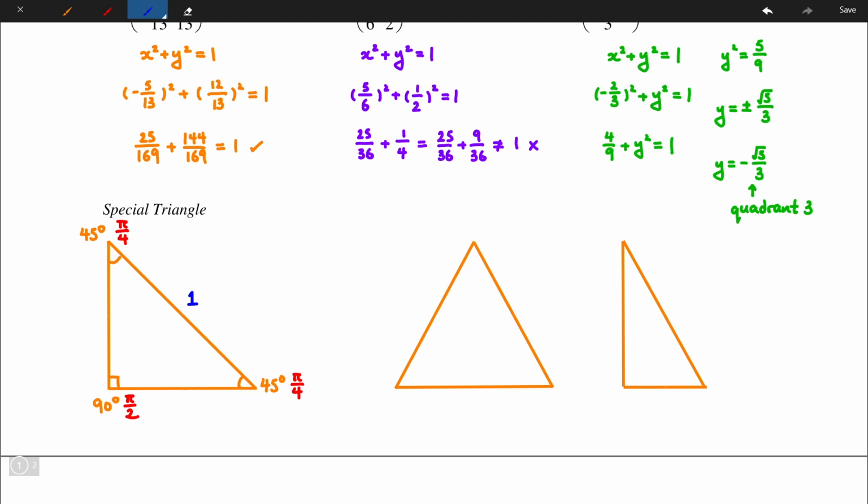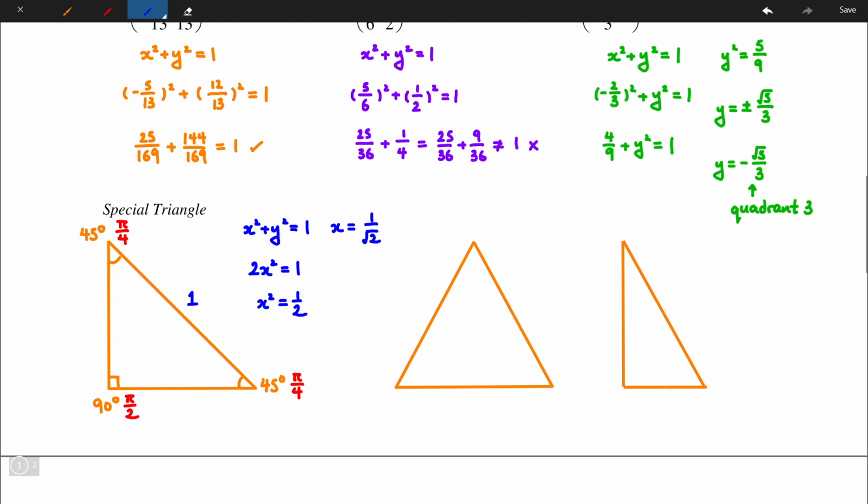So the idea here is that we have x squared plus y squared equals 1, the unit circle. These two sides, the two legs of the right triangle, are equal because the triangle is isosceles. So we really just have 2x squared is equal to 1 here. So x squared is equal to 1/2, and x is therefore equal to 1 over root 2.